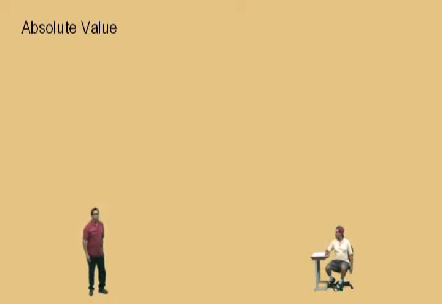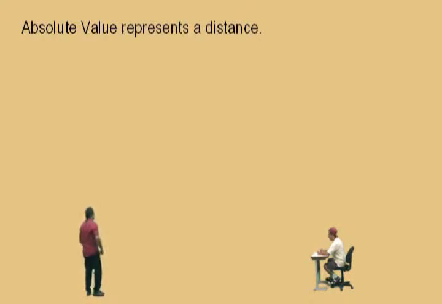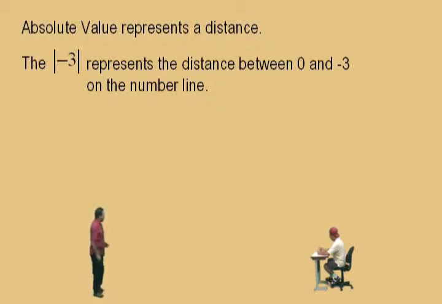Absolute value. Absolute values actually represent distance. That's why they're always positive. That's true. So absolute value represents a distance. Now, here we go. The absolute value of -3. Notice the symbol for absolute value is these two bars around that -3. So that is the absolute value of -3. Well, the absolute value of -3 represents the distance between 0 and -3 on a number line.